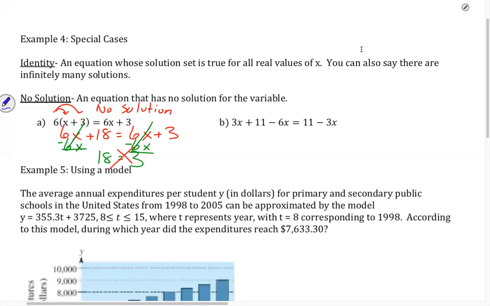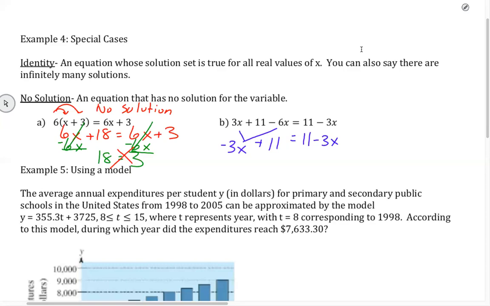But now with B, well, on the right side, there's not much to do. I'm just going to rewrite that. But on the left side, I have to combine my like terms. So 3x minus 6x is -3x. The 11 comes right down. And now you can see I have 2 things that look pretty similar. I have -3x plus 11 and 11 minus 3x. They both have a -3x and they both have an 11.